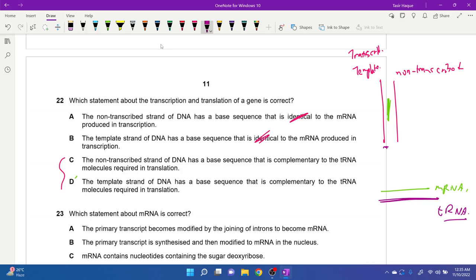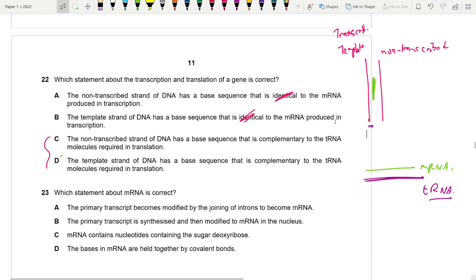Initially, we had the template strand. It was transcribed to form mRNA. Then from the mRNA, we got the tRNA required in translation, essentially. So for 22, A and B are wrong because identical aren't proper options. It's just that in C and D, you need to understand the correct answer from here. Okay, it's a bit tricky.